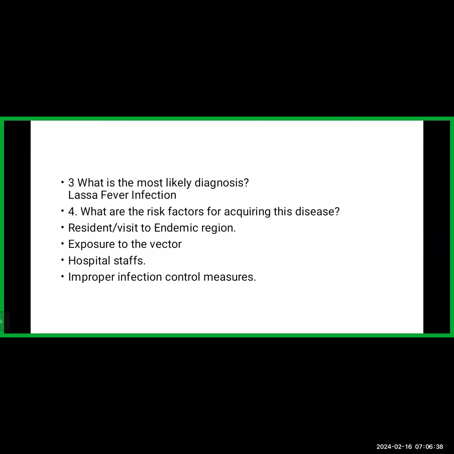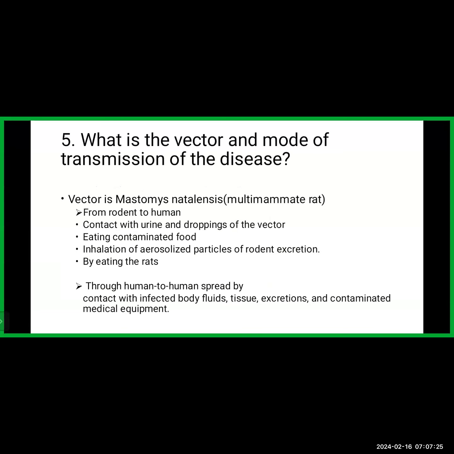Then question 4, what are the risk factors for acquiring this disease? Being a resident in an endemic area like Nigeria, Sierra Leone, Senegal is one of the risk factors. Then a visit to an endemic area is also a risk factor for acquiring the disease. Then exposure to the vector. The vector of Lassa fever virus is Mastomys natalensis, a multimammate rat. Usually exposure to the vector, either by coming in contact with the feces or droppings of the rat or eating the rat directly, could predispose an individual to acquiring the infection. Also, being a staff of the hospital is also a risk factor for the infection. Then improper infection control measures like not properly washing the hands, not observing the general precautions in taking care of patients.